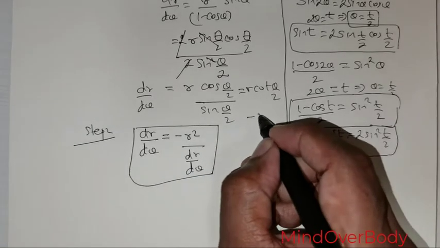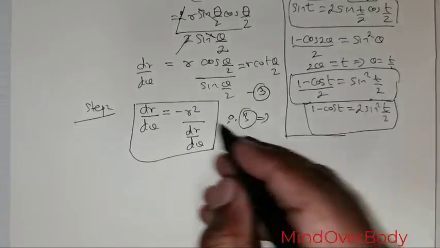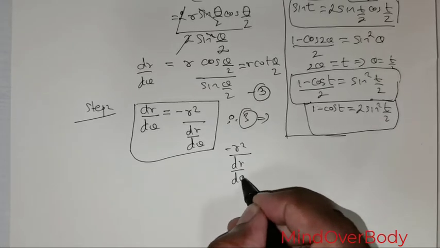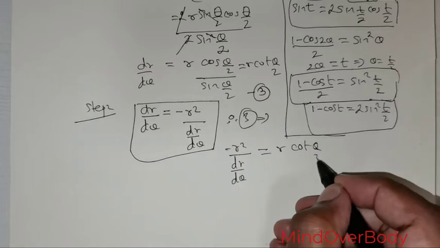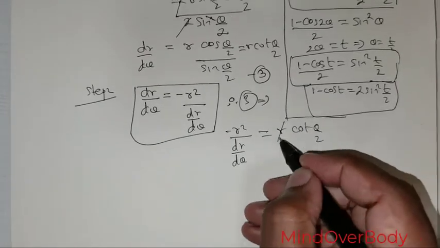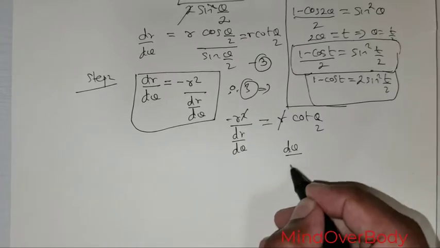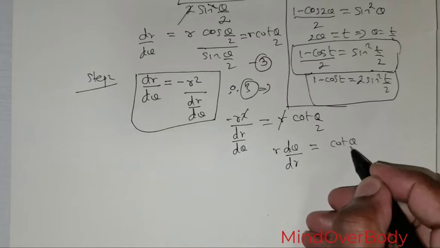If I take this as 3, I can rewrite 3 as, in place of dr over d theta, negative r squared divided by dr over d theta is equal to r times cot theta over 2. Now I can cancel an r and an r, and I can flip this. If I flip this, this is going to be d theta over dr with an r is equal to cot of theta over 2.